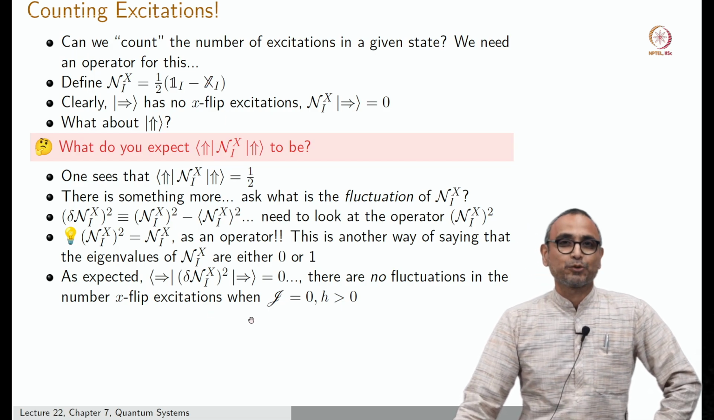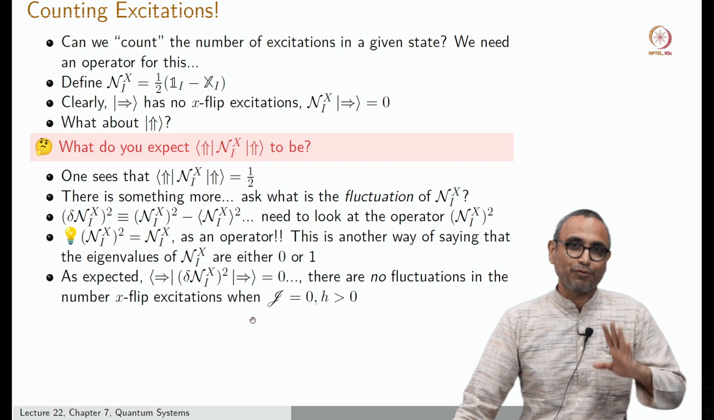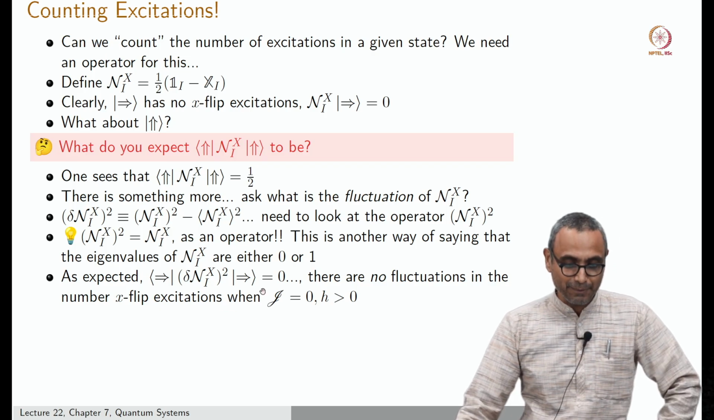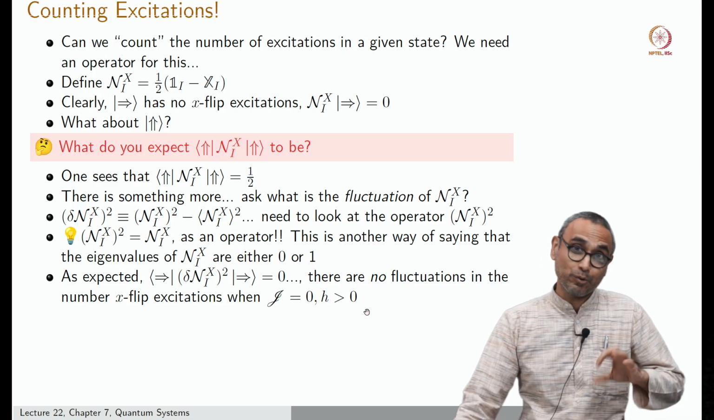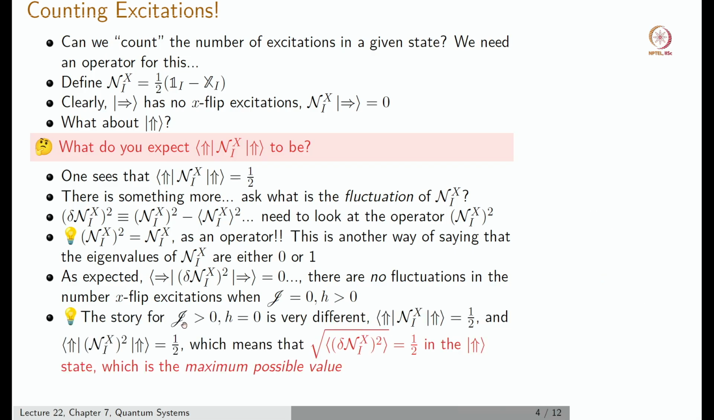So, there are no fluctuations, and no fluctuations in excitations, if I am in the fully right polarized state in the limit of j equal to 0 and h greater than 0. Now, come to the other limit. When j is greater than 0 and h is equal to 0, the situation is completely different.